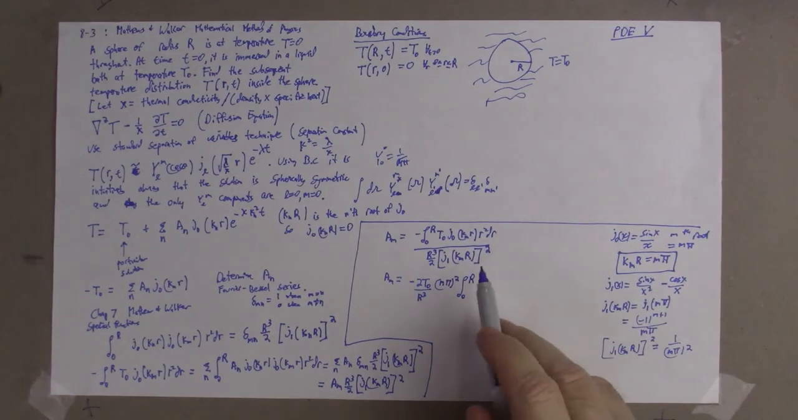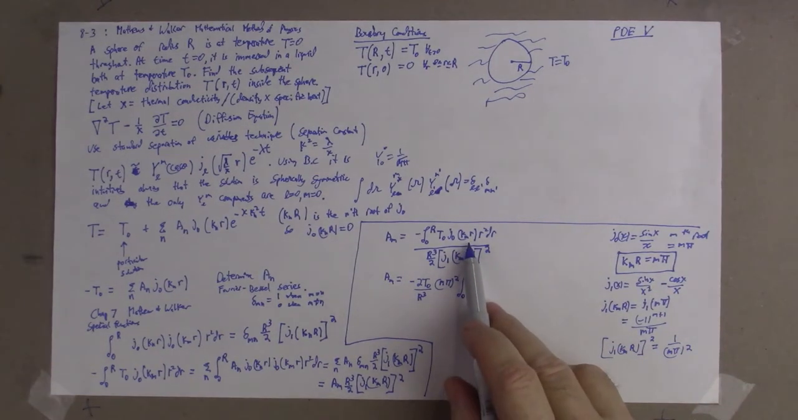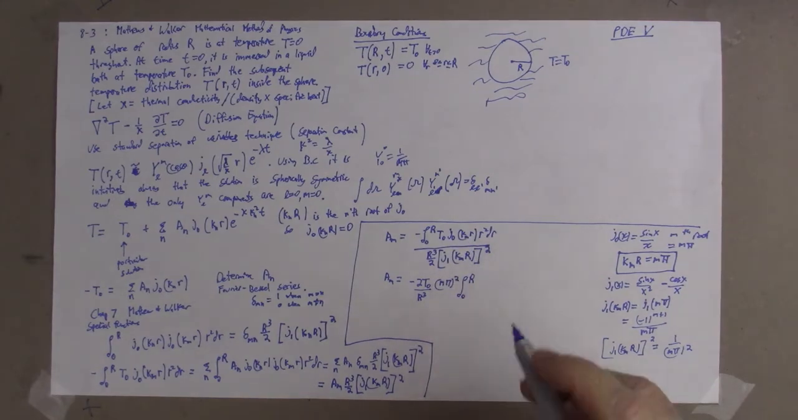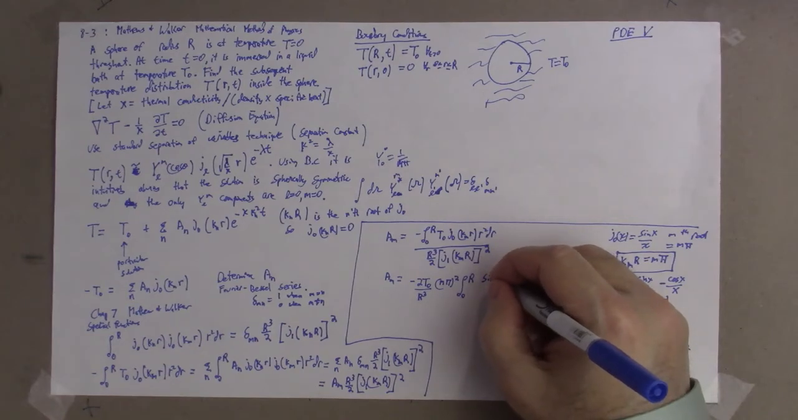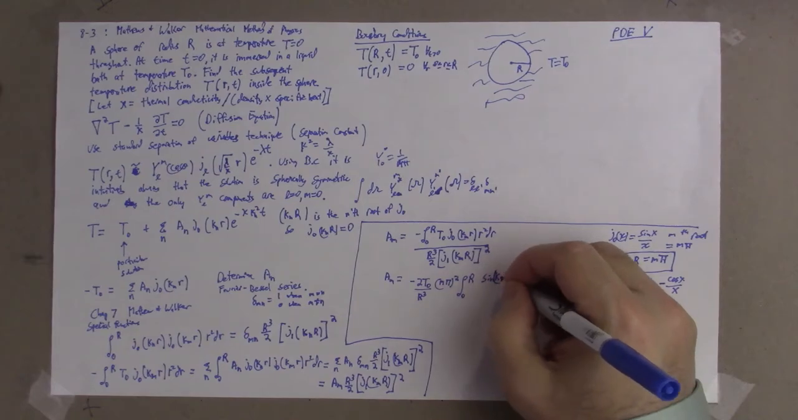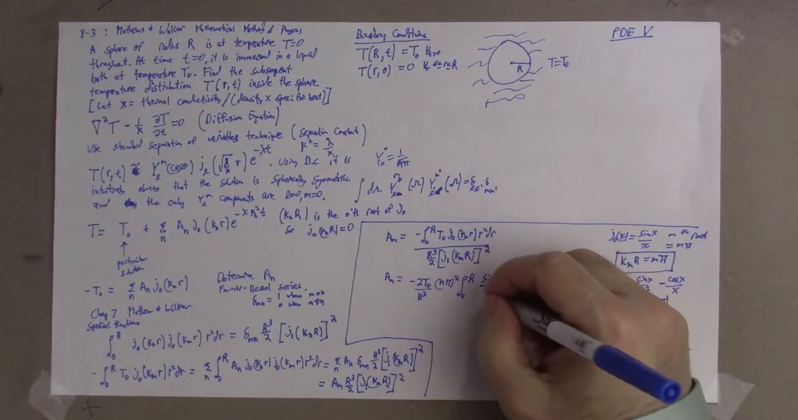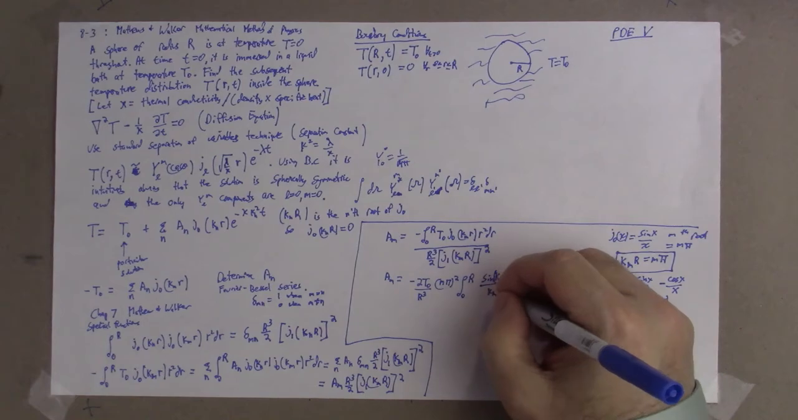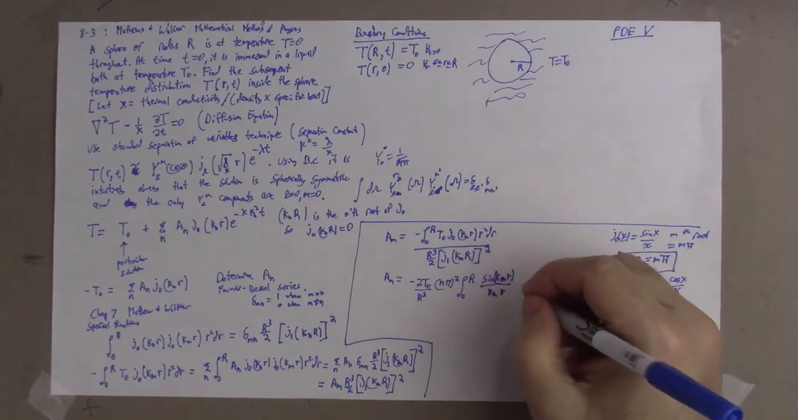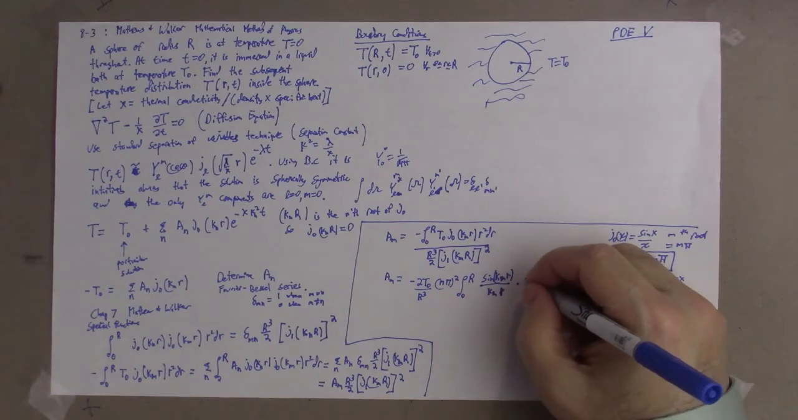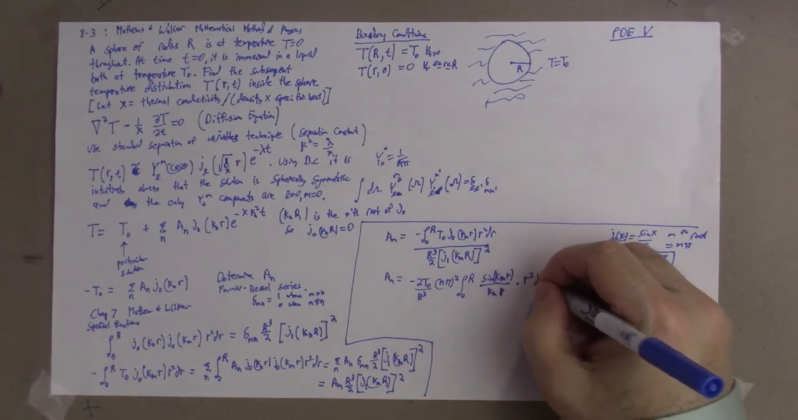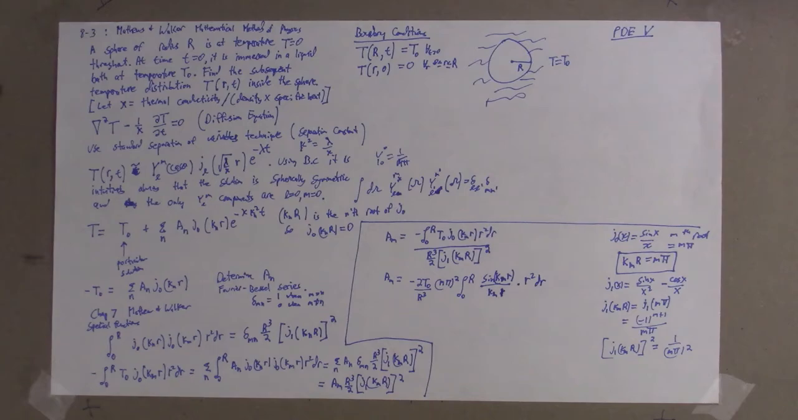Now using the formula for the spherical Bessel function of order 0, I get sine KMR divided by KMR, multiplied by r squared dr. Okay.